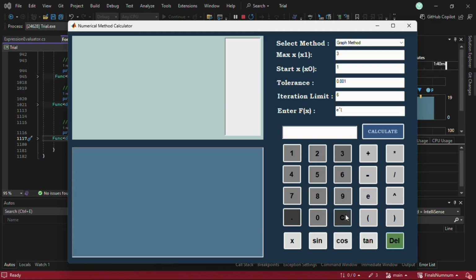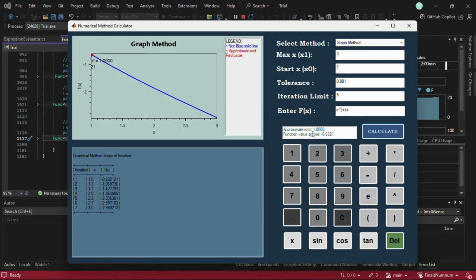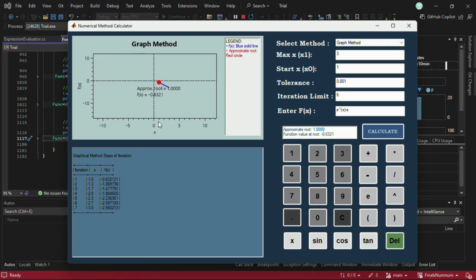It's lagging. Okay, go back. Minus x, calculate. The approximate root of it is 1, and here is the graph, and here is the iteration table of the graph method.